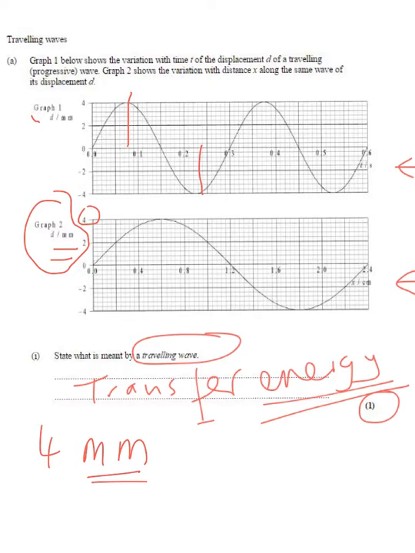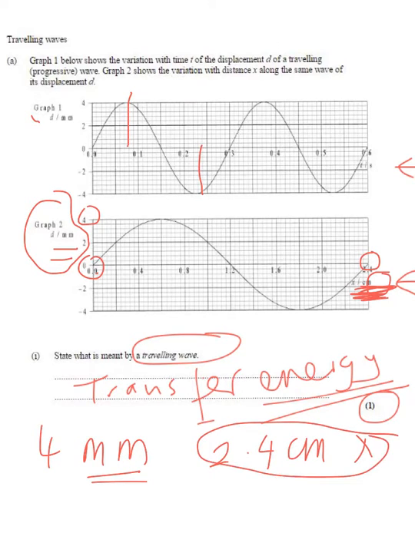The wavelength. Now, wavelength can be measured directly from a displacement graph. Okay, so what have you got here? If we have a look at an entire cycle, starts here and ends here. So what we've got is 2.4, but careful, centimeters. So you've got 2.4 centimeters is your wavelength. Okay, so it's very easy to make that mistake and just write 2.4.